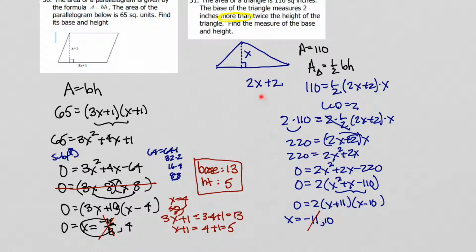Now we still have to get this one, right? We have the 2x plus 2. Let's just write it right below. 2x plus 2, and there's the x right there. So this is 2 times 10 plus 2. 20 plus 2 is 22. So now let's say what we have here. The base and the height. The base is going to be this 22, and I think we're dealing in inches. And the height is going to be the 10 inches.